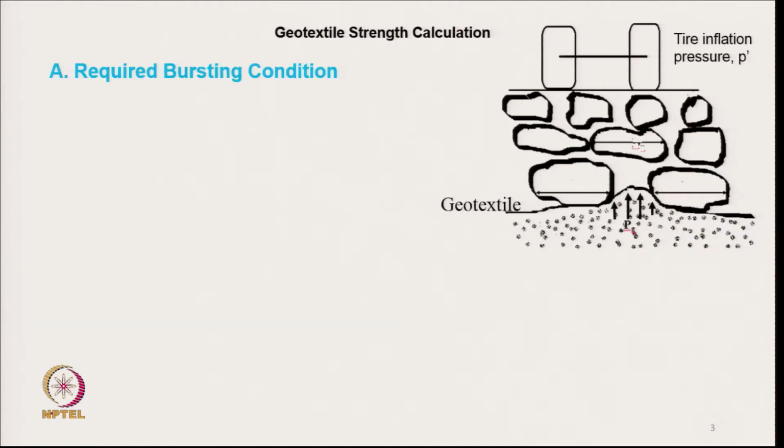First, let us discuss the bursting condition. So, as I have already mentioned, these are the rocks and the moving vehicle with a tire pressure P is moving, and this is imparting downward pressure, and due to this the soft soil will try to pump upward. So, this will create a bursting like situation.